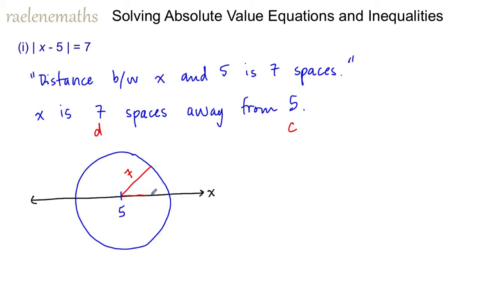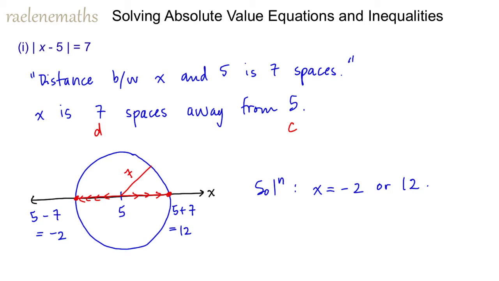And so if we go 7 spaces to the right, that takes us to an x value, which is 5 plus 7. In other words, 12. However, if we go 7 spaces to the left, we get to a second x-coordinate, which could satisfy this statement, which is 5 minus 7, which is equal to negative 2. And from here we can see that our solution is going to be x equals negative 2 or 12.